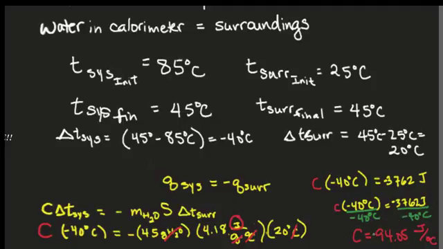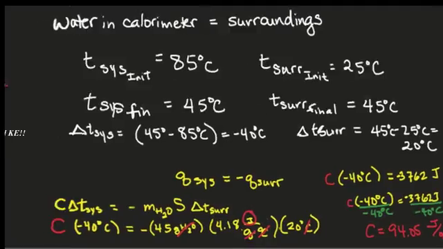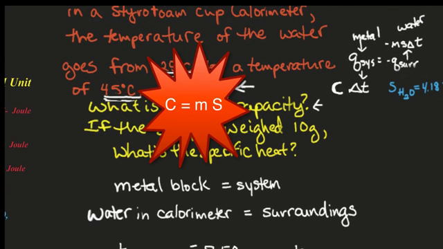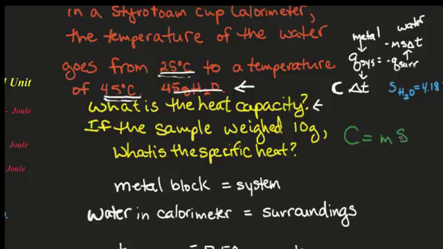So that's the heat capacity. Now there was a second part that asked you for the specific heat. So how do we get to specific heat from heat capacity? You guys should remember this equation. If you don't, learn it. Remember, specific heat is heat capacity per gram. So if you divide both sides by the mass of your sample, you can get your specific heat. So 94.05 divided by 10 grams ends up with 9.4.